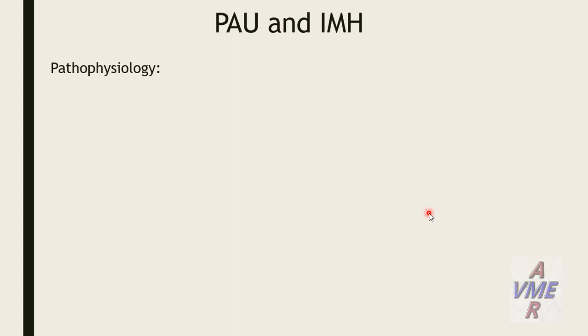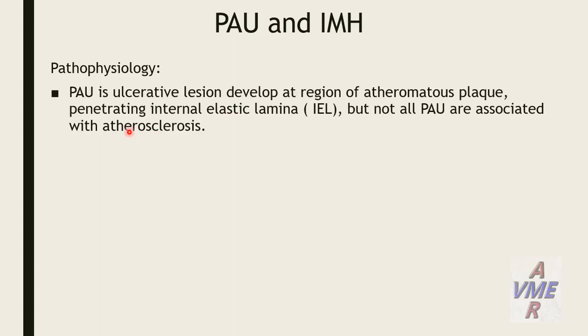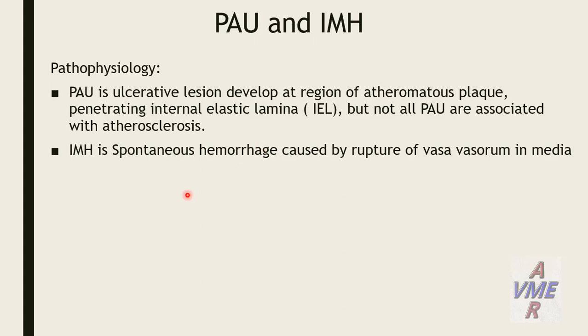Penetrating aortic ulcer pathophysiology. Penetrating aortic ulcer is an ulcerative lesion developed at the region of atheromatous plaque penetrating the internal elastic lamina, but not all penetrating aortic ulcers are associated with atherosclerosis. Intramural hematoma is a spontaneous hemorrhage caused by rupture of the vasa vasorum inside the media.